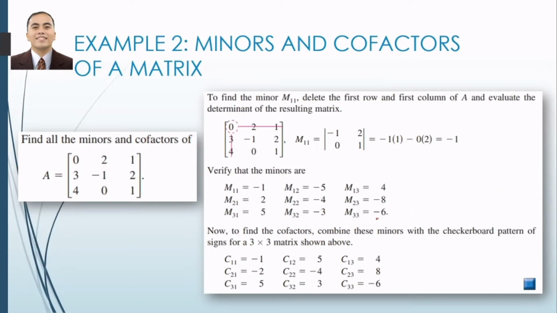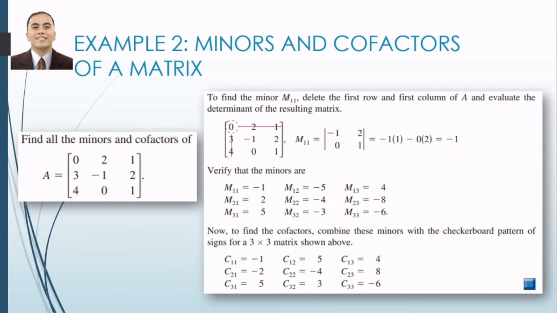Now let's proceed to example number 2. Minors and cofactors of a matrix. For instance, we need to find the minors and cofactors of matrix A, which is equal to 0, 2, 1, 3, negative 1, 2, 4, 0, and 1. To find the minor M sub 1,1, delete the first row and first column of A and evaluate the determinant of the resulting matrix.